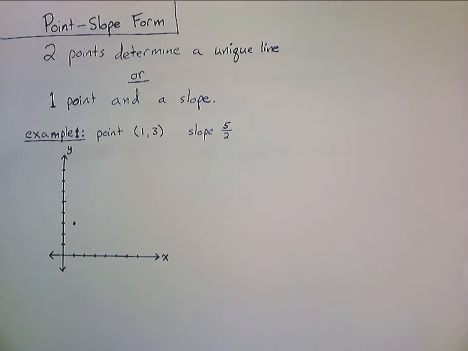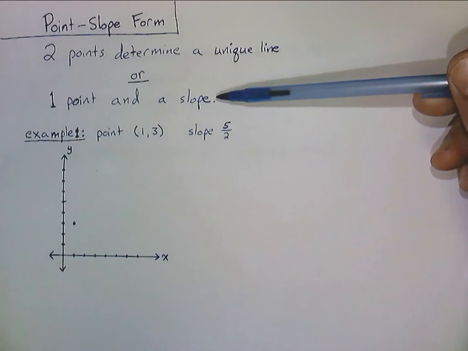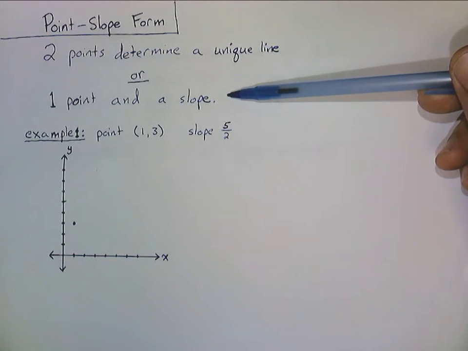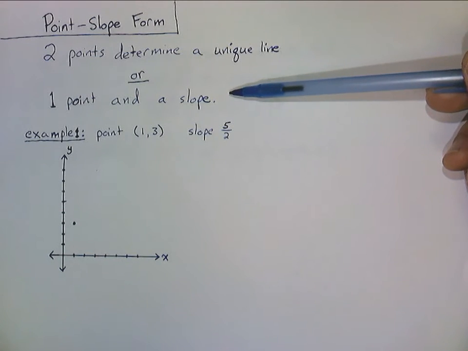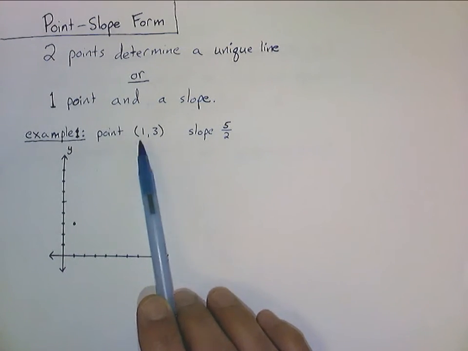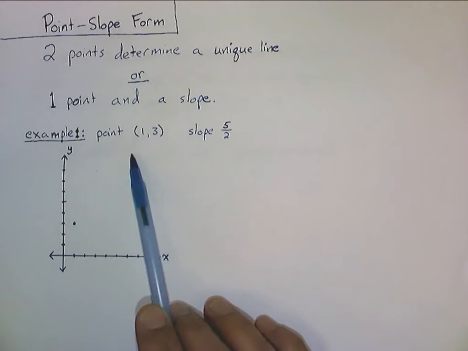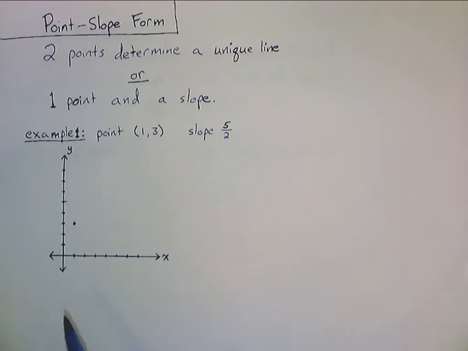And so the idea behind point-slope form here is that we know that 2 points determine a unique line, meaning if you're given 2 points, there is only one line that will pass through both of those points. Or, alternatively, 1 point and a slope will also determine a unique line. For example, suppose we have a point (1, 3), and we know we want a line with slope of 5/2 going through that point. Well, it's pretty simple here.